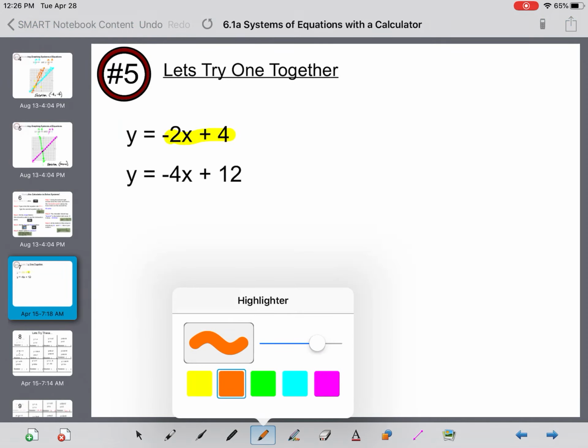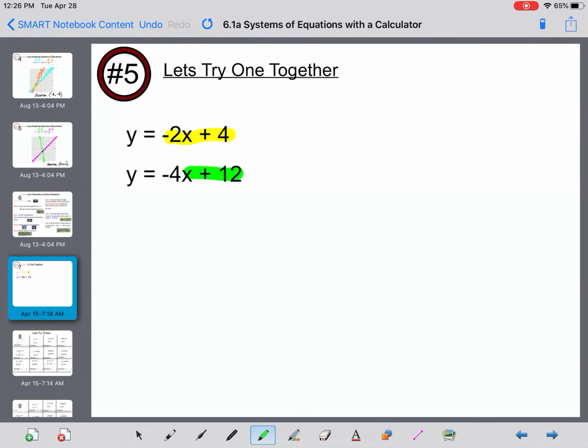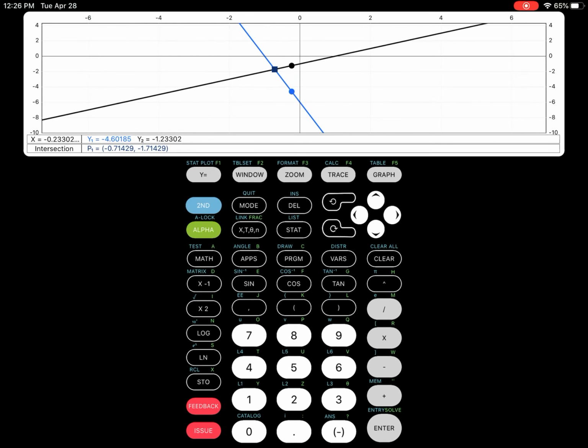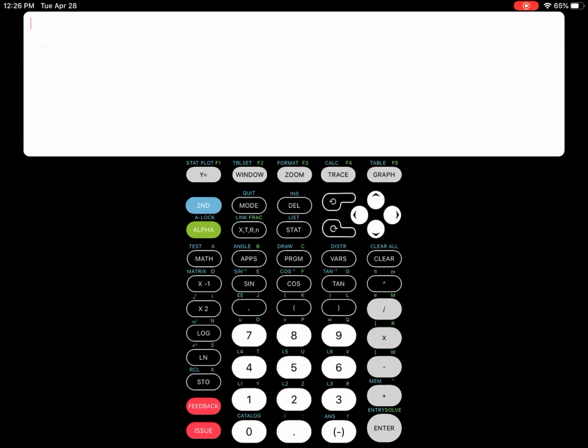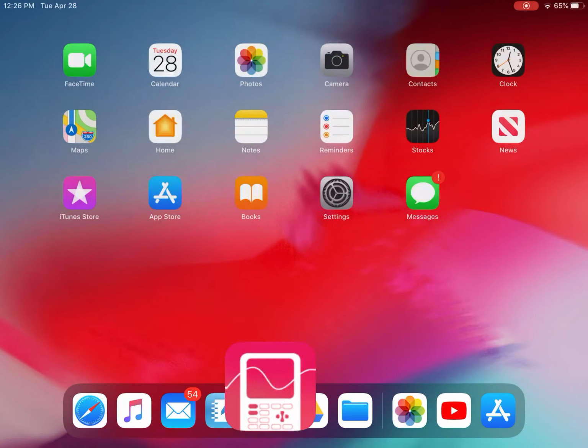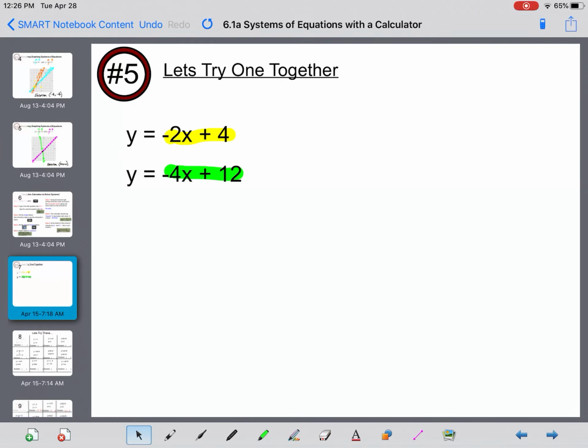Okay, so here's our two equations, negative 2x plus 4 and negative 4x plus 12. We're going to have to type those in. So, go back to Calculate 84, hit second mode to quit everything. We're going to go to y equals. I'm going to clear out both the equations from the previous problem, and we're going to type the new ones in into y1 and y2.